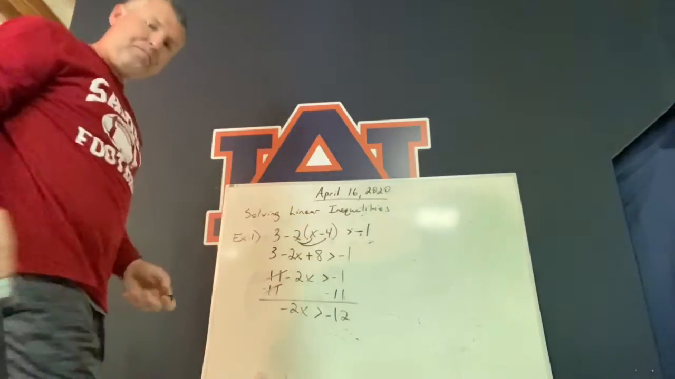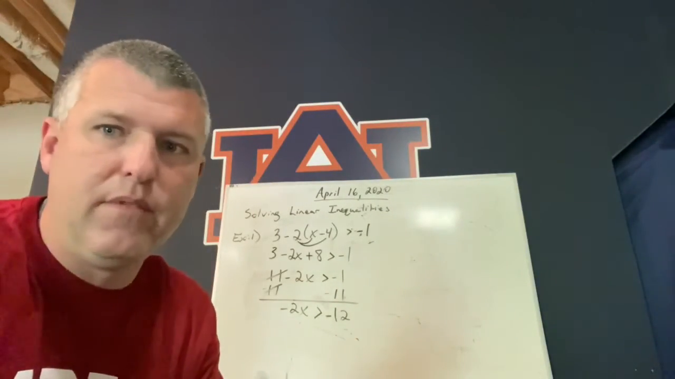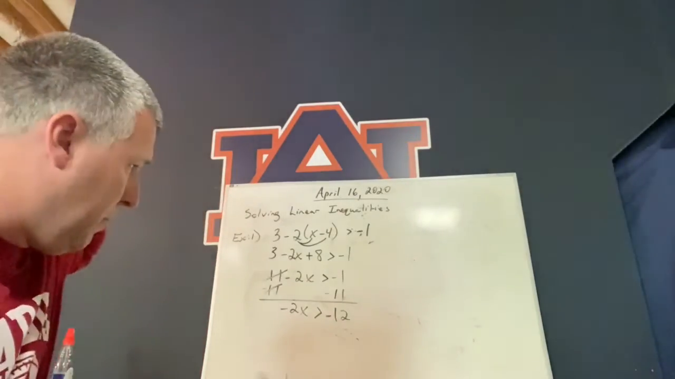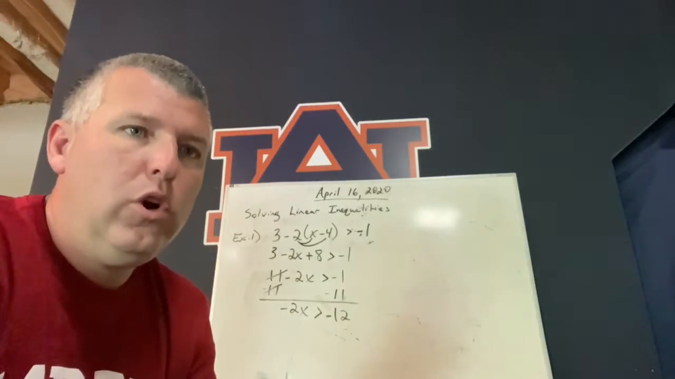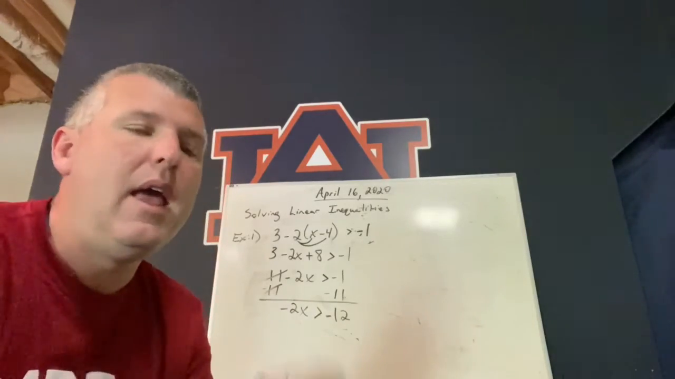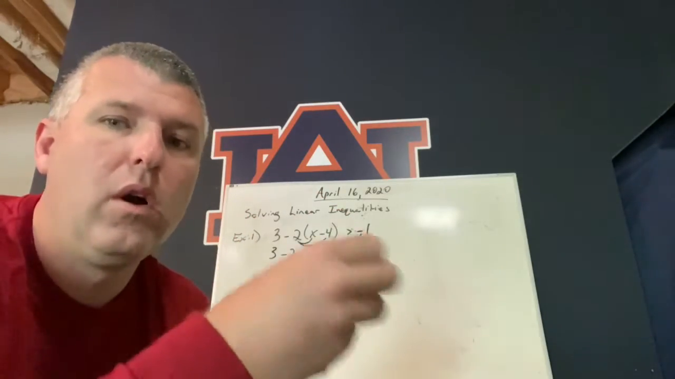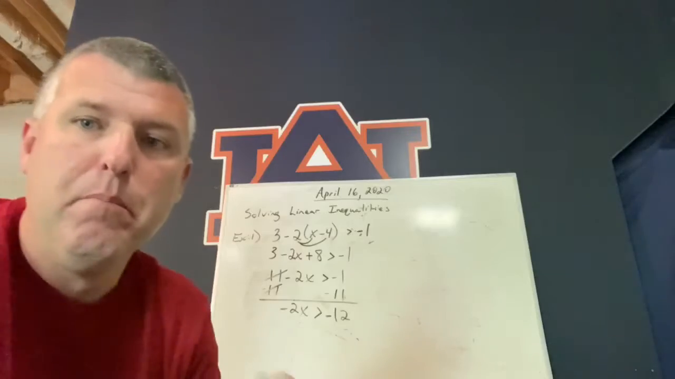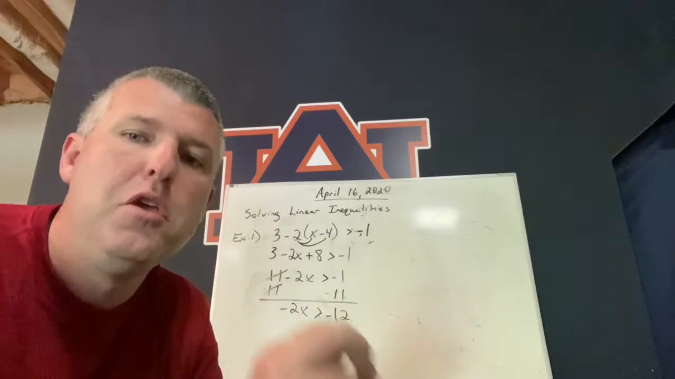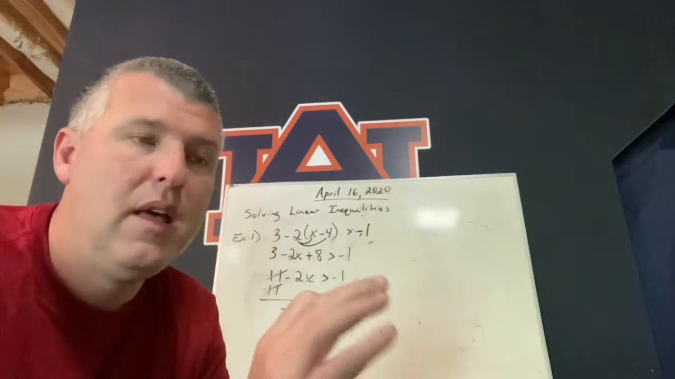Now, here comes the only difference. Some of the problems you get, you may not have to do this, but on this example problem, in order to do the last step, any time that you multiply or divide both sides of an inequality by a negative number, you must change the direction of the inequality symbol every time.